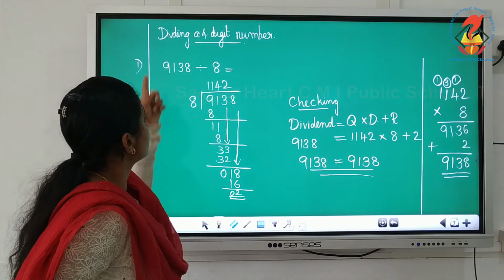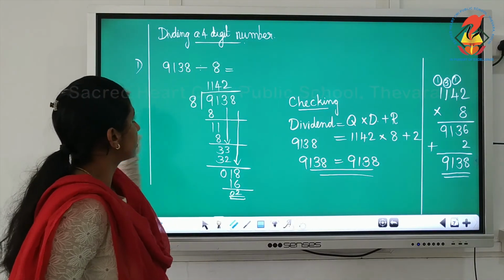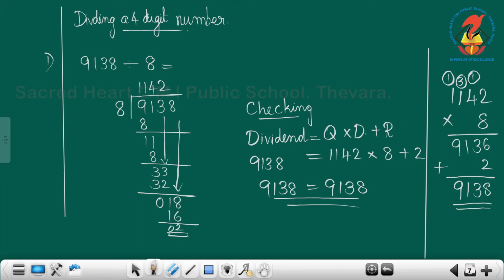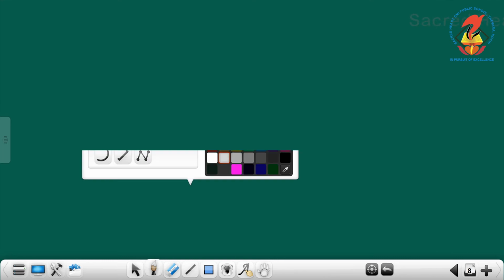Okay. So dividing a 4-digit number, first question is 9138 divided by 8. So answer is 1142. The quotient is the answer. Answer in division is called quotient. So answer is 1142. Okay. Can move to the next question. So next question, please note the question.